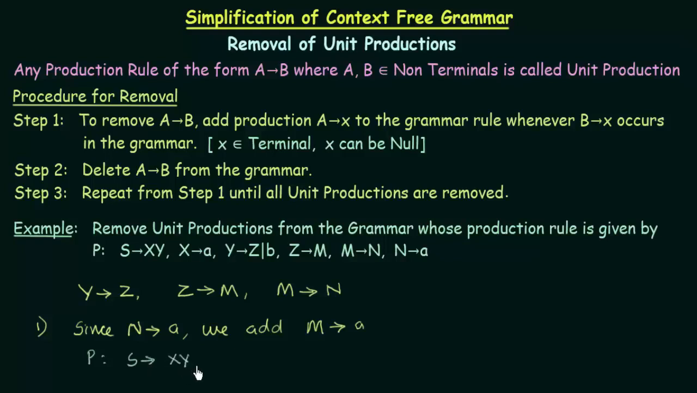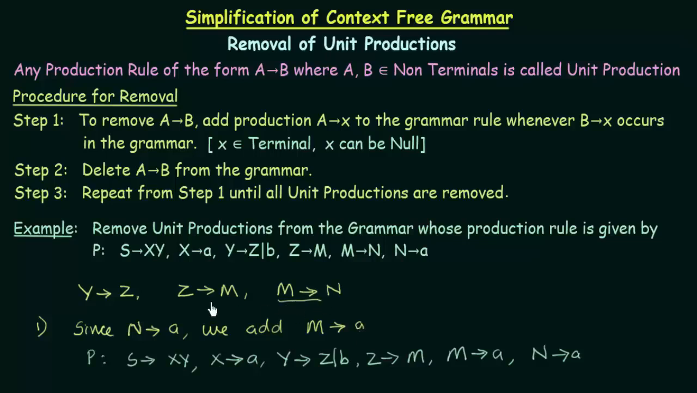S gives X and Y, X gives A, Y gives Z and also B, these things are same, and Z gives M, and instead of M gives N, now I can write M gives A, and then N gives A. Now this M gives N is removed and it is replaced by M gives A, and here A is terminal symbol, so this is not a unit production anymore. So we have successfully removed this one.